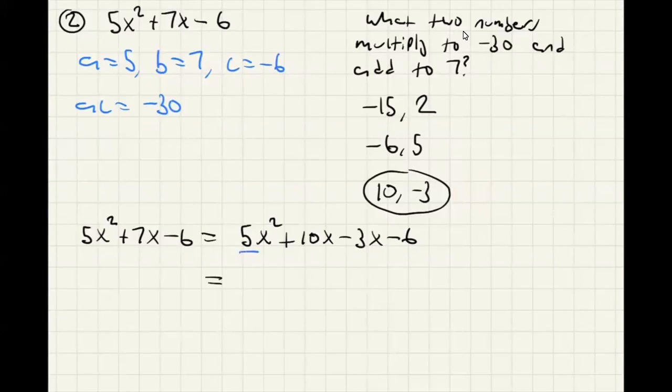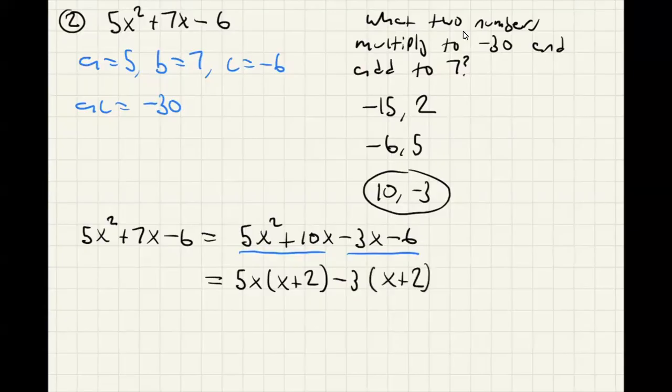And now we look at the first two terms together and the second two terms together. So the first two terms have a 5 in common, and they also have an x in common. So we could factor out a 5x, and what's left behind is an x plus 2. And these last two terms, they both have a negative 3 in common. So we can take out a minus 3, and we're left with x plus 2.